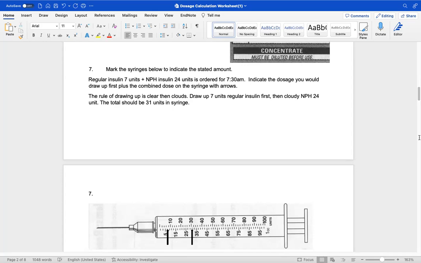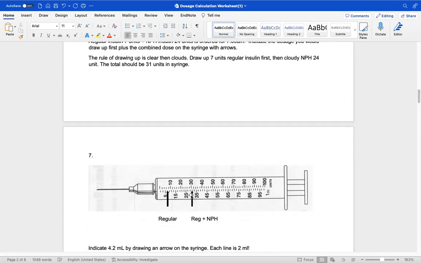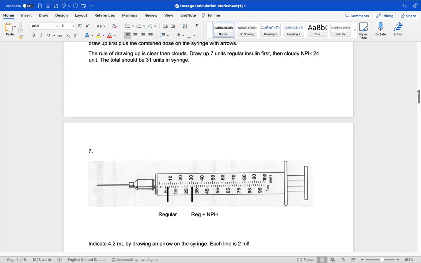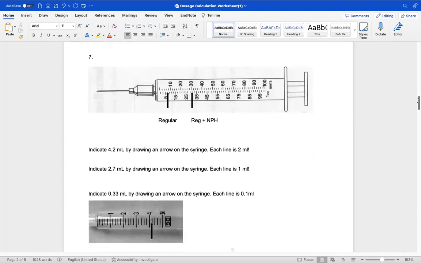So we've got the 7 units marked down here. Then we will draw up the NPH insulin, which is cloudy. So we're going to draw up our 7, and then we're going to draw up our 24. So whenever we draw that up, we should have 31 units total. 24 plus 7 is going to be 31. So make sure that whatever you have, that matches. Again, insulin is one of those error medications, so we have to confirm that with another nurse.